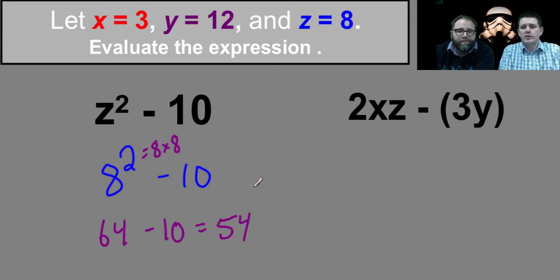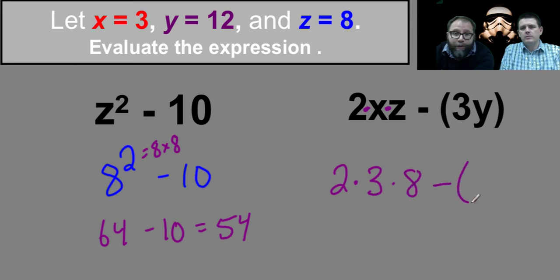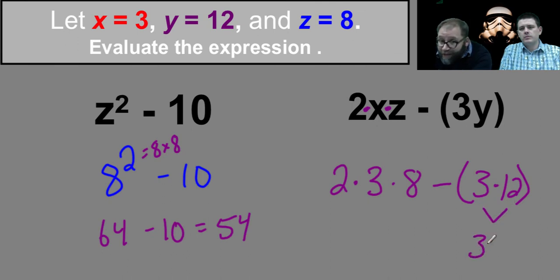And I saved the hard one for Mr. Romanovich. All right, here we go. We have 2xz minus 3y. Let's just start putting this in. So we have 2 times x times z, which means 2 times 3 times 8. And we're going to subtract from that 3 times 12. The way Mr. Mackenzie wrote this, we're going to do inside those parentheses first, which would give us 2 times 3 times 8 minus 36.